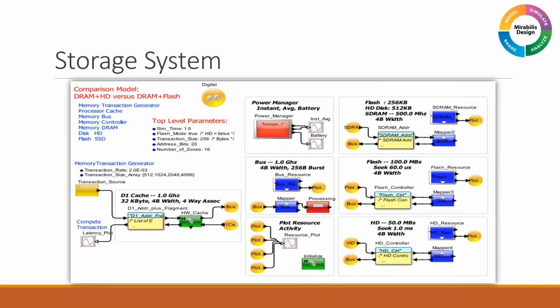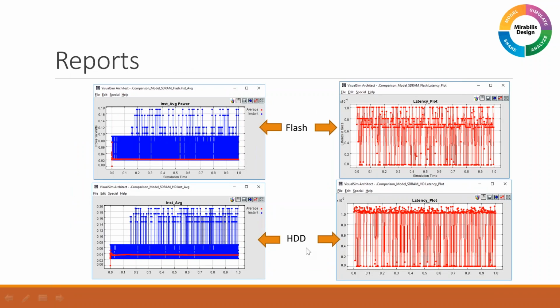Now, same thing at the network level or at the RF level, we'll look at the storage level. You can look at different sizes, different speeds, different bus widths and things like that. What is the performance? Here I'm comparing flash versus HDD in terms of the latency plot and the power consumption plot. You can see the difference between the two architectures, both in terms of the average and the instantaneous power for this particular application.